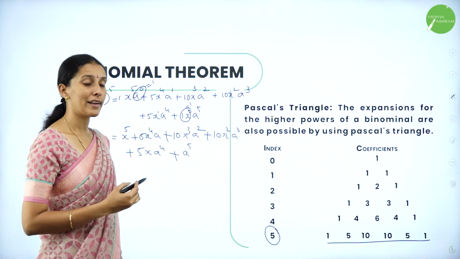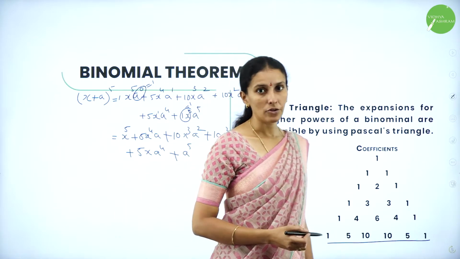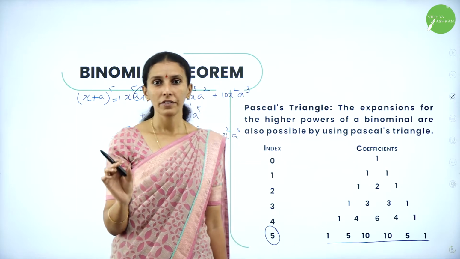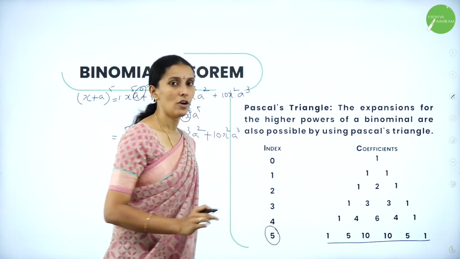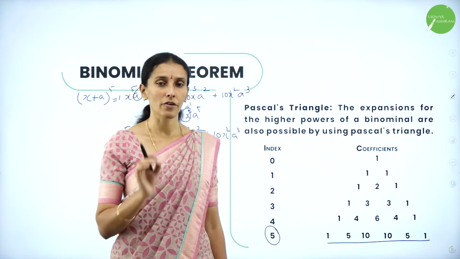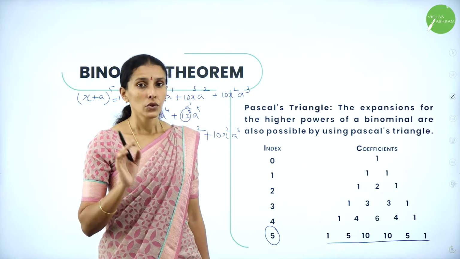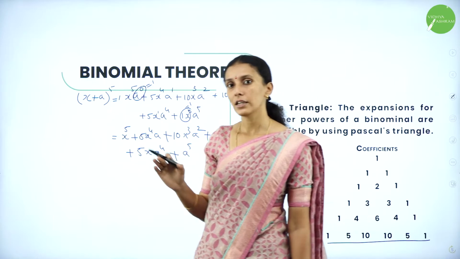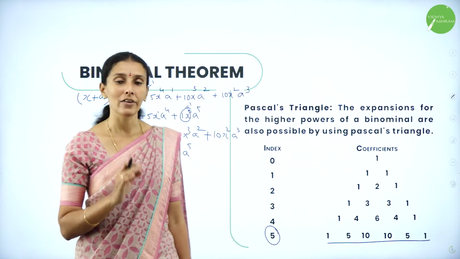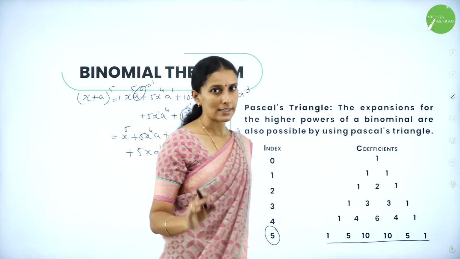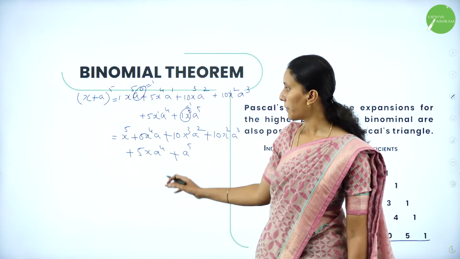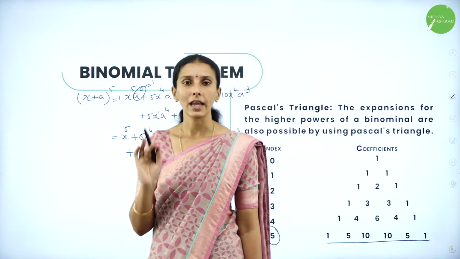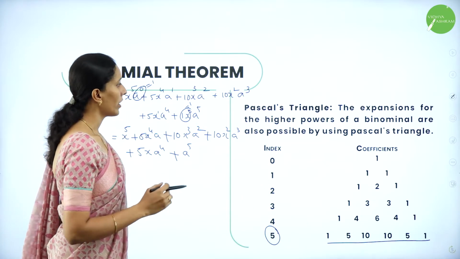So this is how I can write any binomial expansion using Pascal triangle, where you get the coefficients for the particular index of a binomial, and using the concept of x decreasing from the first term to the last term and a increasing from the first term to the last term, we can write the expansion of the binomial theorem of any power. I'll take one more example now.